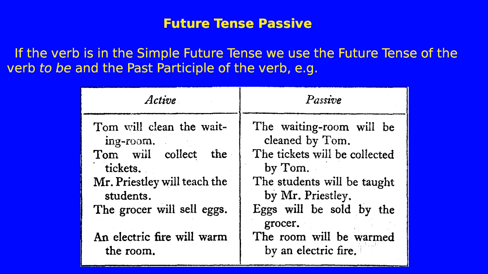Mr. Priestley will teach the students. The students will be taught by Mr. Priestley. The grocer will sell eggs. Eggs will be sold by the grocer. An electric fire will warm the room. The room will be warmed by an electric fire.